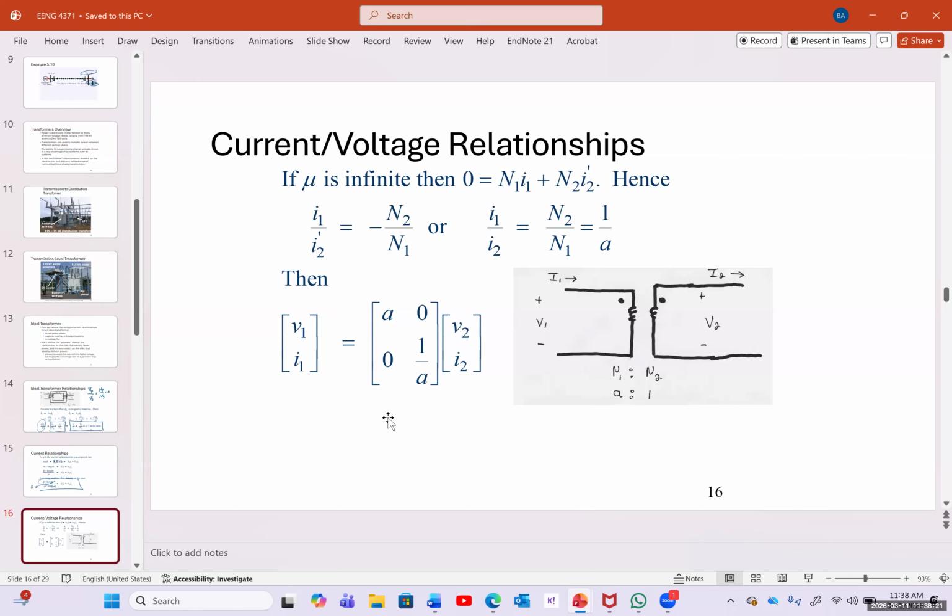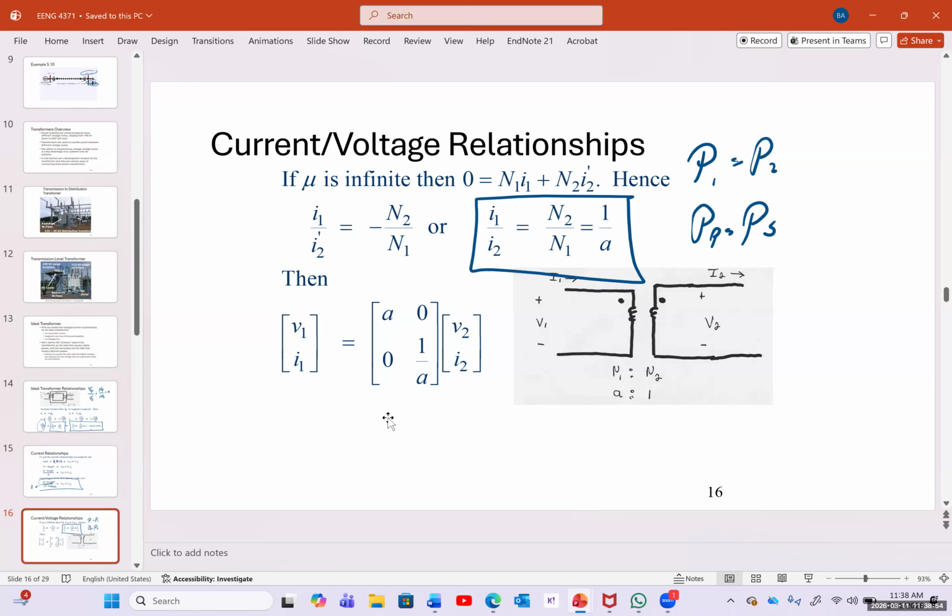Which would be equal to 0 is equal to N1 I1 plus N2 I prime 2. And therefore, if we simplify that, I1 over I2 gives us N2 over N1 or 1 over A. So with the same ratio that we increase the voltage, we reduce the current. Therefore, P1 is equal to P2. We don't have any loss in the system, or the primary power is equal to the secondary power. V1 I1 is equal to V2 I2.